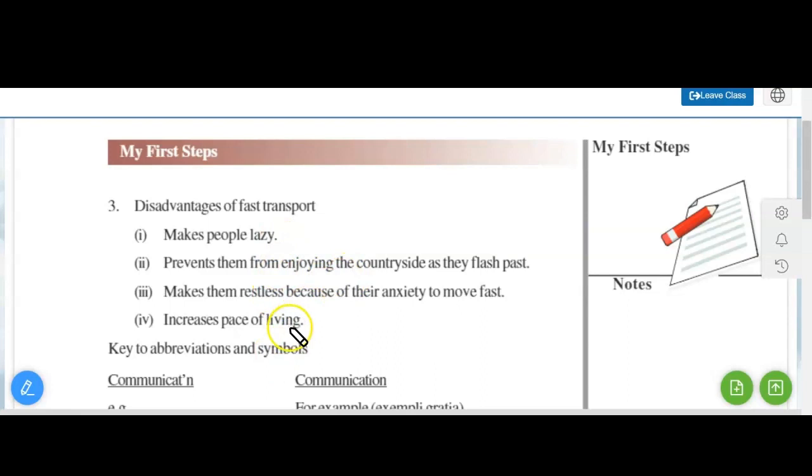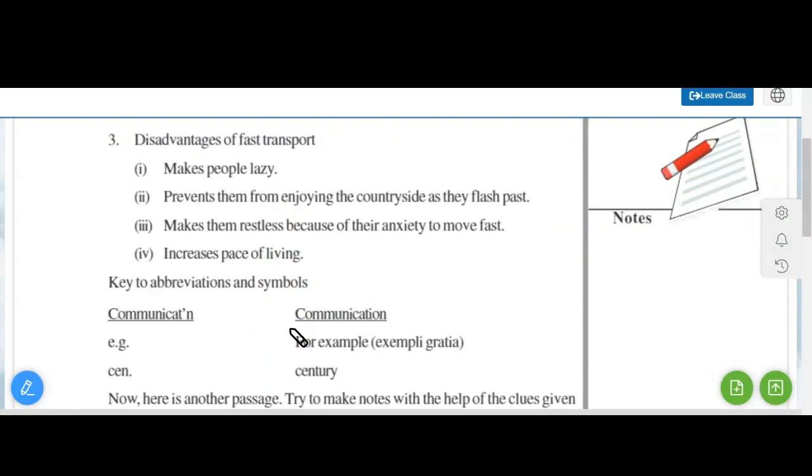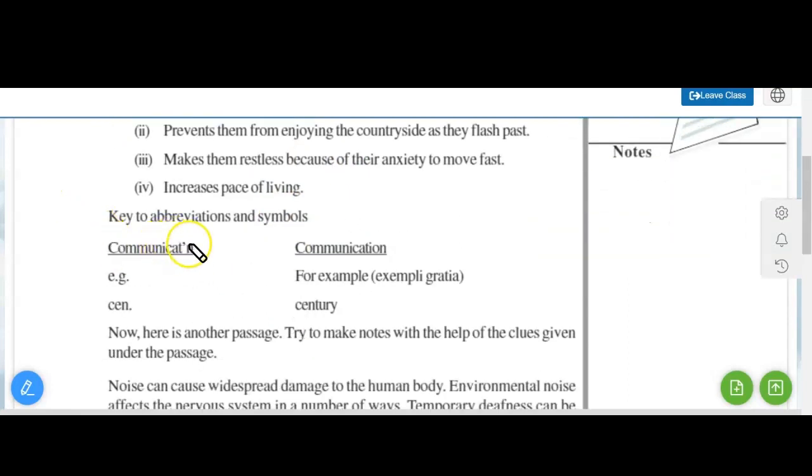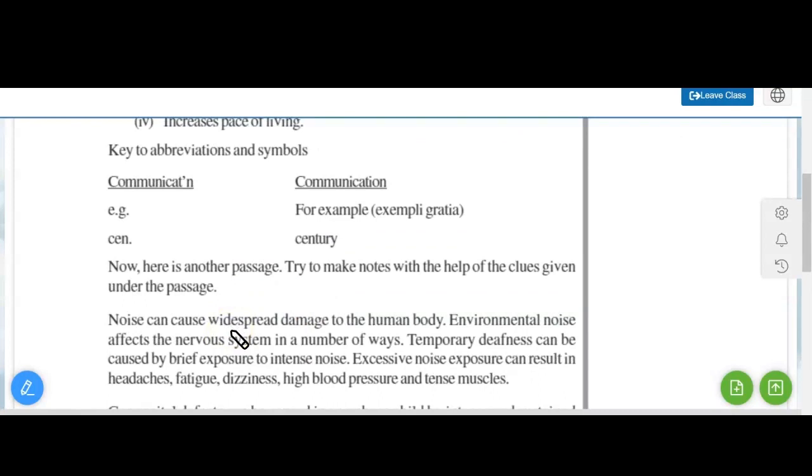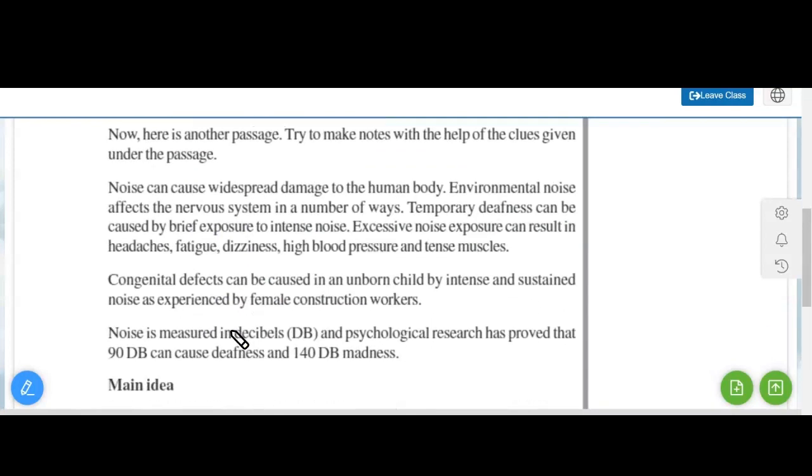The pace of living has increased, and the abbreviations used here are these. So EG is for example, CENT is for century. These are all for our own understanding. So we have to elaborate all these things. So this is the way how notes are written from a passage. Okay. So the next passage can be seen this way. Let's make some notes from this if required.